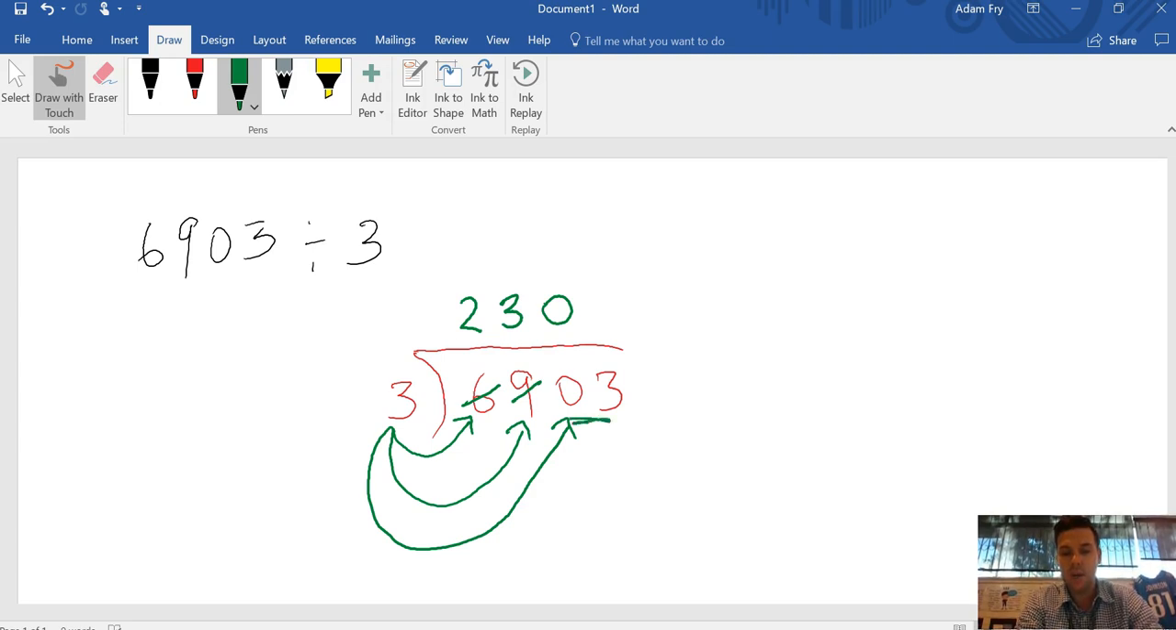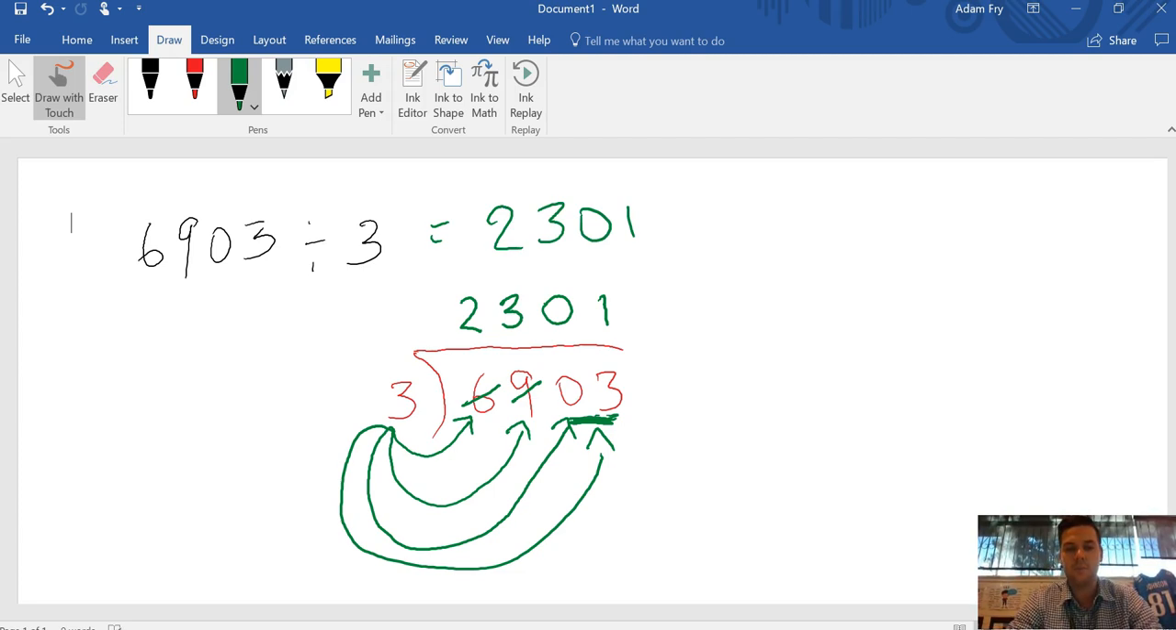And now this number becomes our new number. So for this instance, we now say, how many times does 3 go into 3? Because we've got a 0 here, so the value is 0, but we've got a 3 here. How many times does 3 go into 3? Well, it only goes once. So 6,903 divided by 3 is 2,301. So that's a simple one.